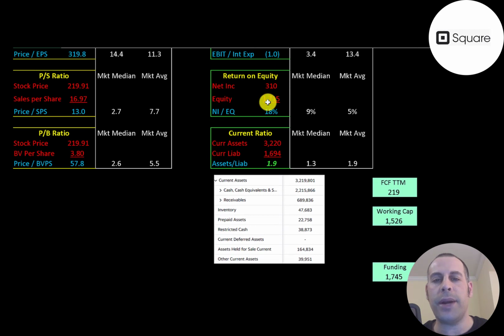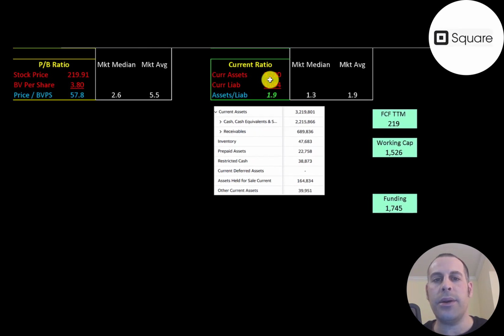ROE is net income over equity. They're at 18%. They have a really good ROE. Current ratio is current assets over current liabilities. They're at 1.9. They have a good current ratio. And their current assets are $2.2 billion of cash and $700 million of receivables. So the company does seem to be well capitalized. They did have positive free cash flow, and they have $1.5 billion of working capital.